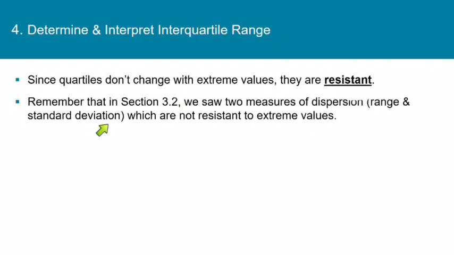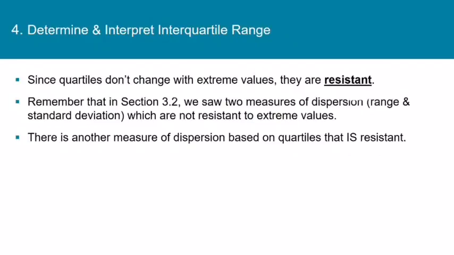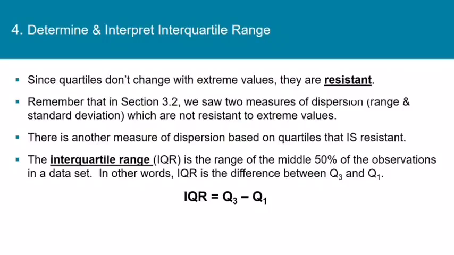And we also said that standard deviation is not resistant, because remember, standard deviation is calculated using the mean. And we know from section 3.1 that the mean is not resistant. Therefore, standard deviation is not resistant either. But there is another measure of dispersion that is based on quartiles that is resistant, and that is the interquartile range, which we usually see abbreviated IQR.